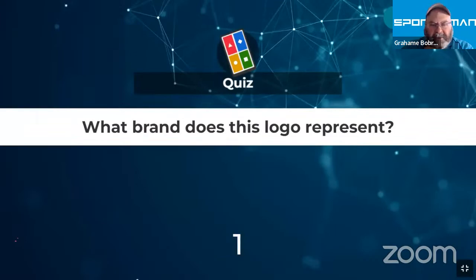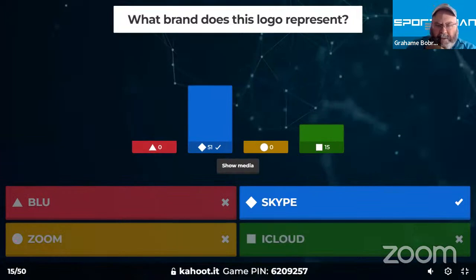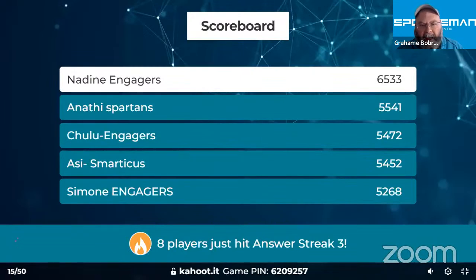What brand does this logo represent? Is it Blue, Skype, Zoom, or iCloud? One of you getting Skype right. It's quite remarkable that anybody actually knows what Skype is anymore. Since COVID, it's only been Zoom and all these other Microsoft products, but Skype seems to be very, very irregularly used. A healthy lead, Nadine. Doing good. Chulu also up there, Nati. And it does definitely look like it's between the Engagers, Spartans, and Smarticus.